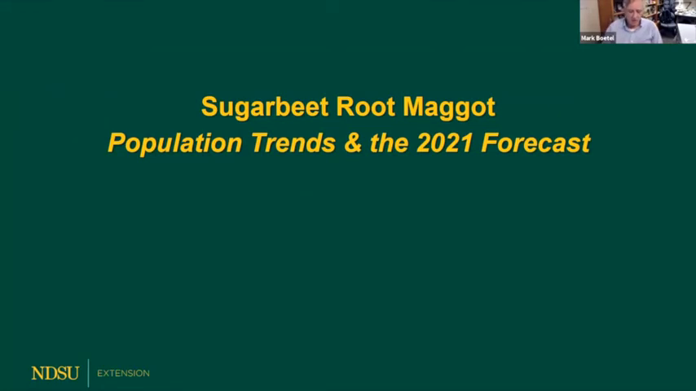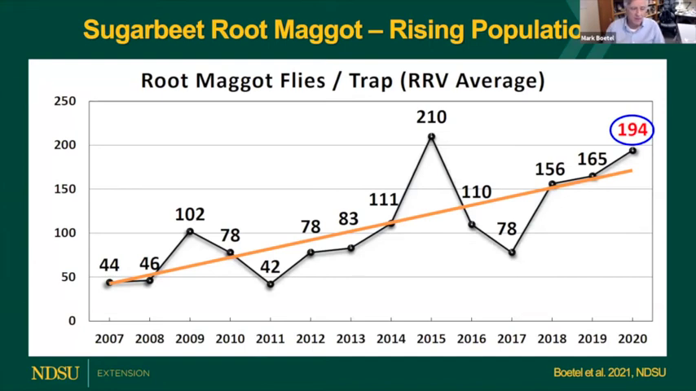Next, I'll move on to sugarbeet root maggot. And really concerned about the population trends that we've been experiencing for the last few years. This is a 14-year data set. And our fly counts, these are fly counts on a valley-wide basis, an average per trap across the entire valley. And this number here for 2020 is the second highest in the last 14 years. So the trend is not going the direction that you nor I would want to see it go.